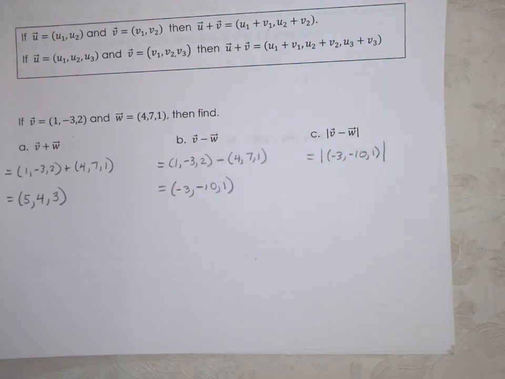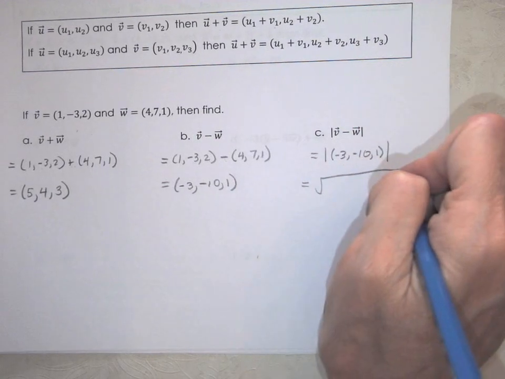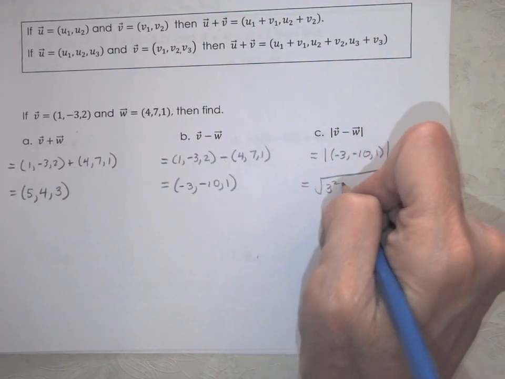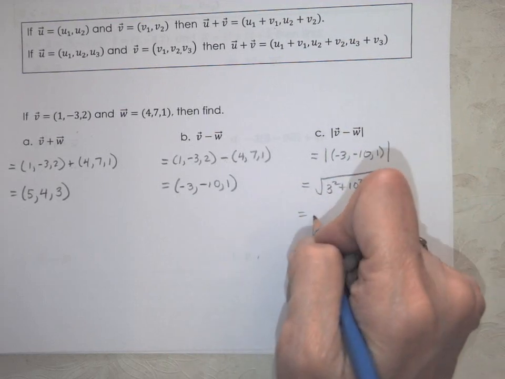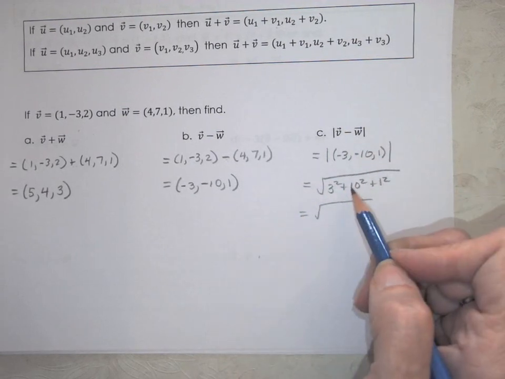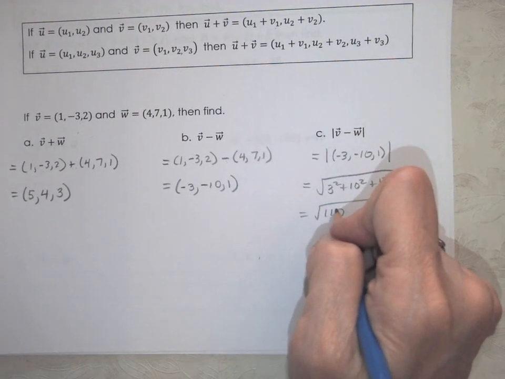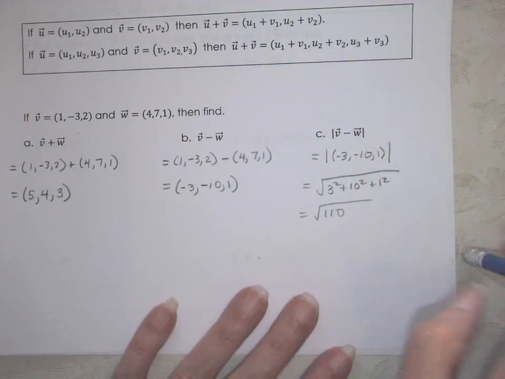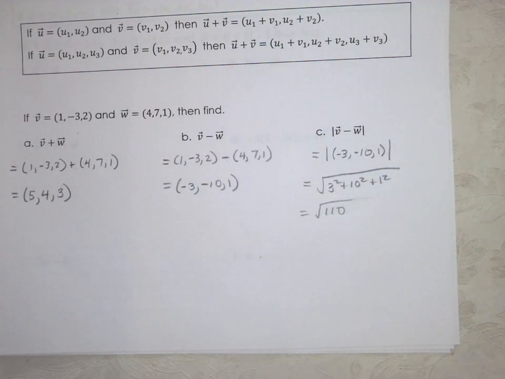So that's how you would write out your first step. And then to find the magnitude of a vector, it's the square root of the squares of the components. I'm ignoring the negatives because I know when I square a negative number, I'm going to get a positive. So that's going to be the square root of 110. And that's going to be the magnitude, or the length of vector v minus w.